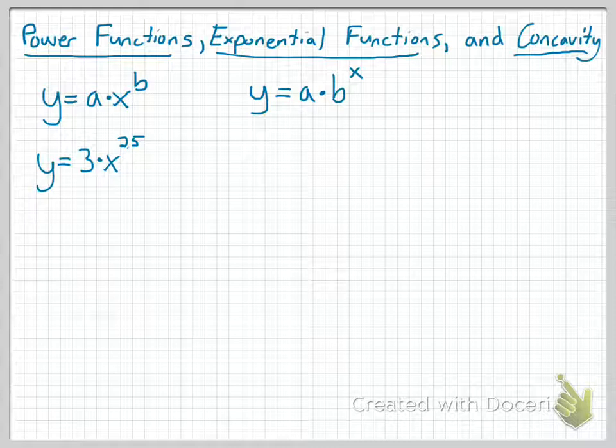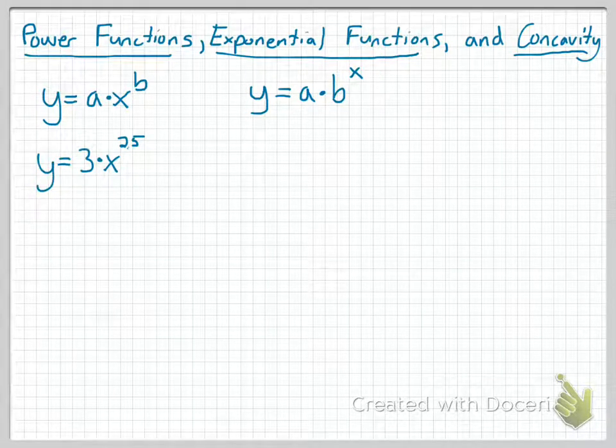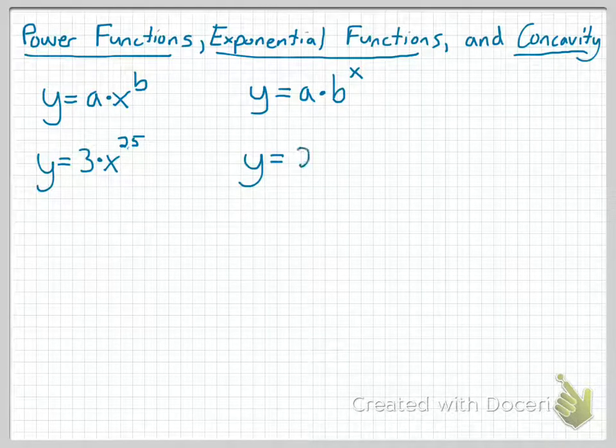A mnemonic device I tried to come up with was that you can remember that exponential functions have x in the exponent, because they're exponential functions. If that helps you at all, then good. If not, then come up with some other way to differentiate between these two so you don't get them confused. And an example of an exponential function would be maybe y equals 2 times 5 to the x.